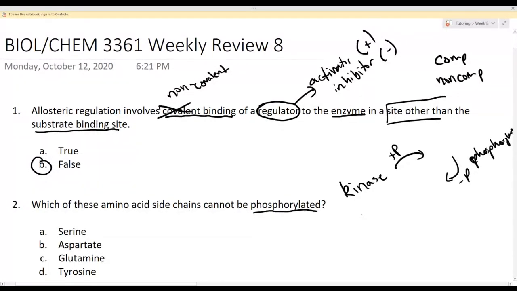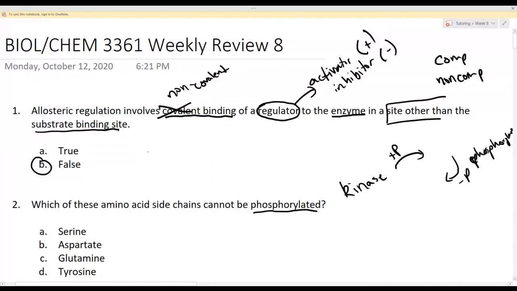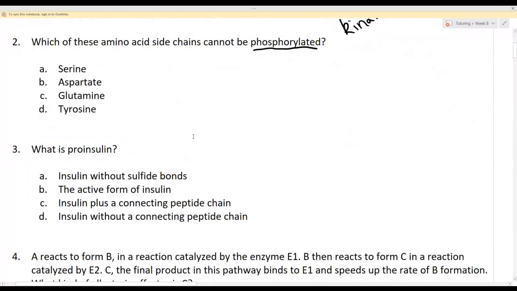Okay? So what adding phosphorus does is somewhat enzyme dependent. So in some cases, adding a phosphate group will inhibit or deactivate the enzyme. In some cases, adding a phosphate group will activate the enzyme. It'll speed up that rate of reaction. So let's talk about the amino acids that we could be dealing with phosphorylation.